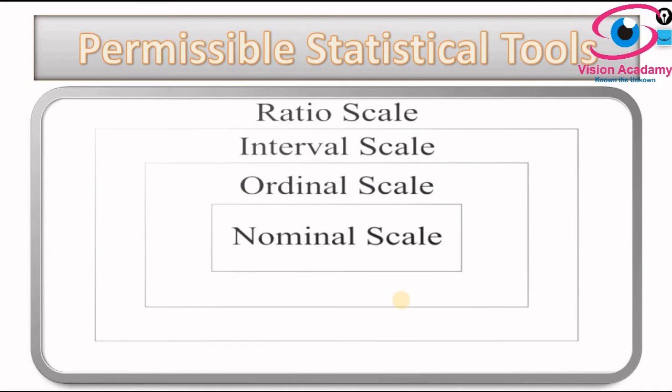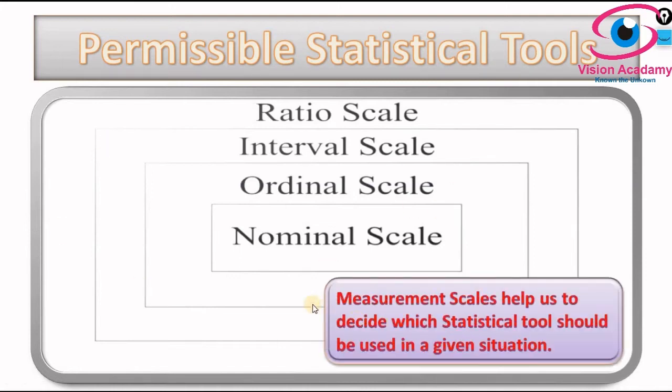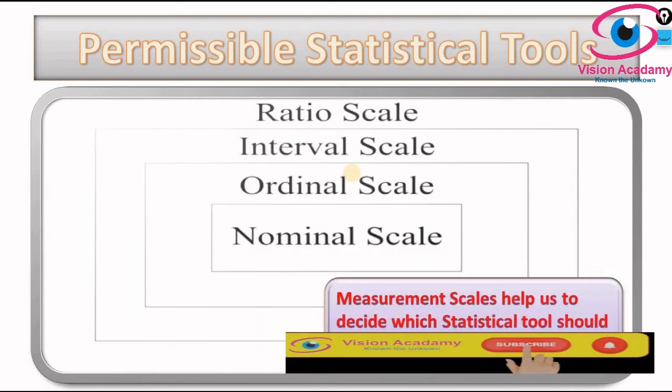Unless you understand these four levels of measurement scales, you cannot independently decide which type of statistical tools can be applied for a particular variable, situation, scenario, or problem. So what do these measurement scales do? Measurement scales help us to decide which statistical tools should be used in a given situation. That is why I told you to be thorough with these measurement scales. I have given a detailed lecture in my last video. Please go through that, and then you can understand the measurement scales, the situation, the variables, and how you can choose a particular type of test.